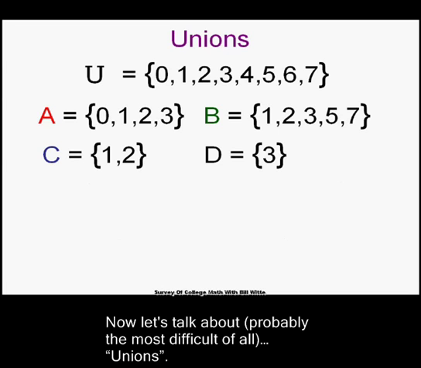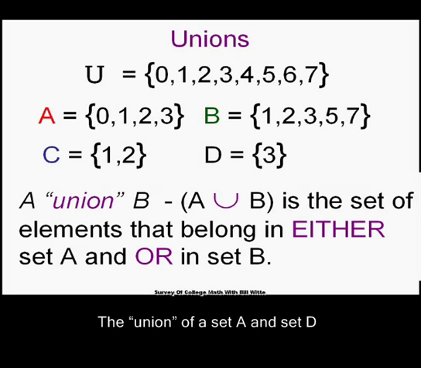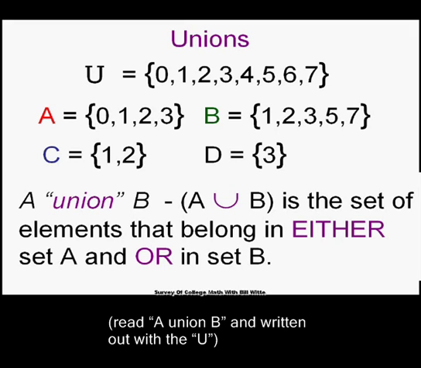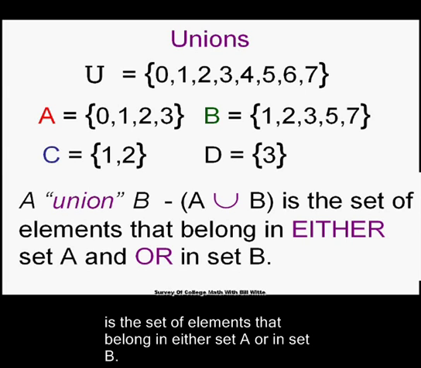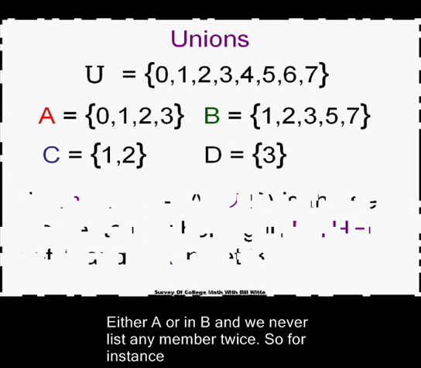Okay, now let's talk about probably the most difficult of all, unions. The union of A and B, read A union B and written A ∪ B, is the set of elements that belong in either set A or in set B. They don't have to belong in both. They can belong in both, but we never write anything twice.